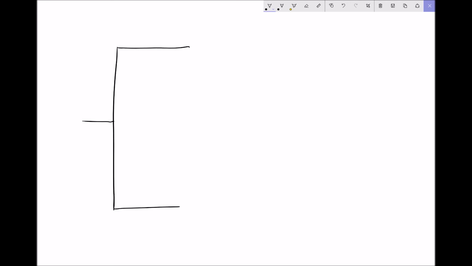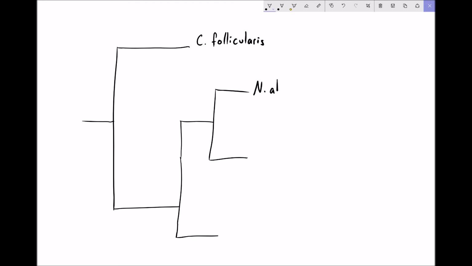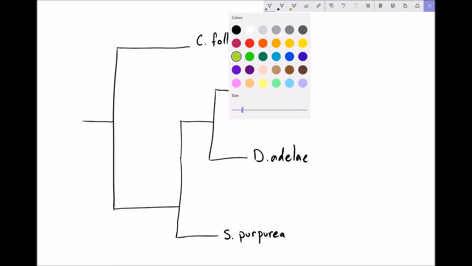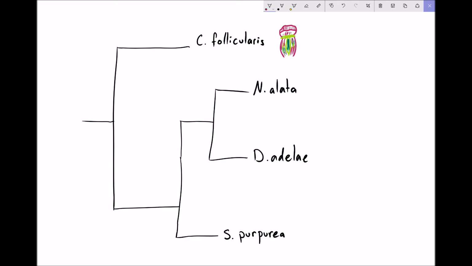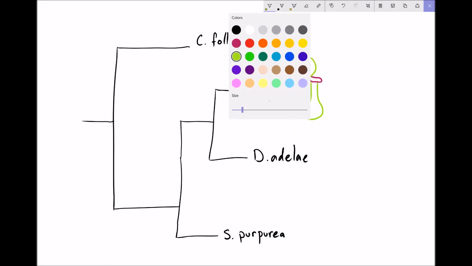After having discovered the genetic differences between pitcher and flat leaves, the experimenters compared the model organism to 3 other carnivorous plants. They wanted to explore the digestive enzymes secreted by carnivorous plants through a comparison of Cephalotus, Drosera adelae, N. alata, and Sarracenia purpurea. These species were specifically chosen as they were generated from 3 separate carnivorous plant origins.